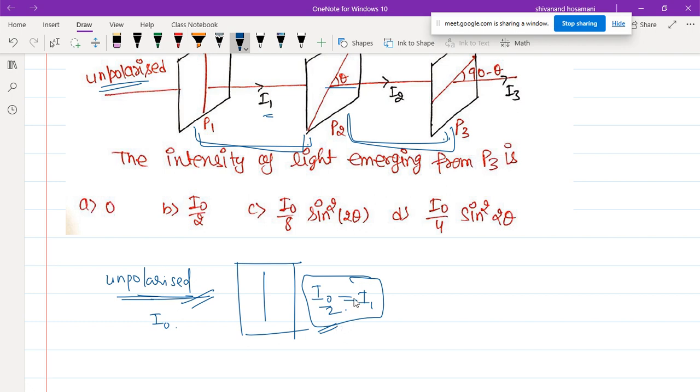This is going to fall on the next analyzer, which makes an angle exactly theta with respect to the horizontal. That is a theta angle change. What is the output which is coming out of this one? It is nothing but I2. What is I2 equal to?